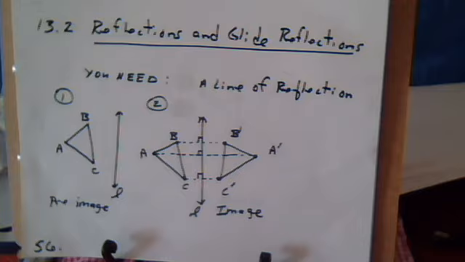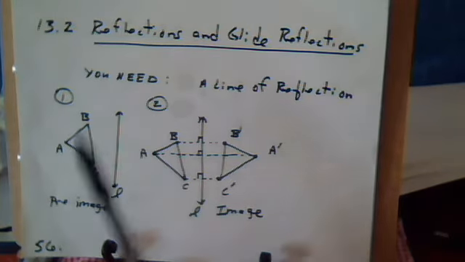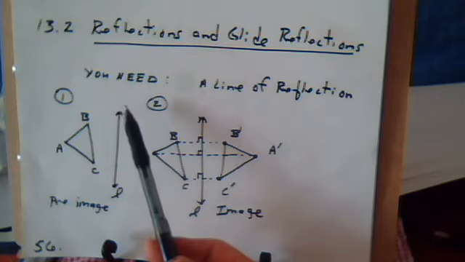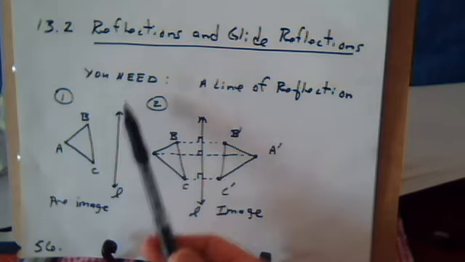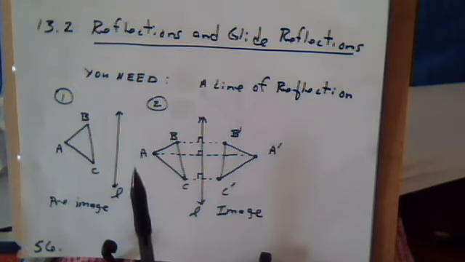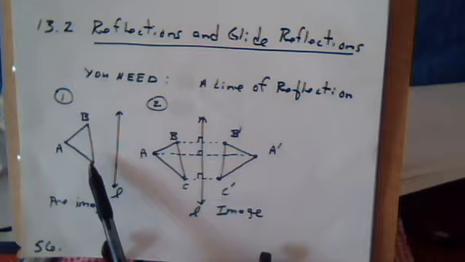Reflections and glide reflections. So this is going to be a reflection. This is our line of reflection. That's what you need for a reflection: a line of reflection, which acts somewhat like a mirror. Here's our pre-image.